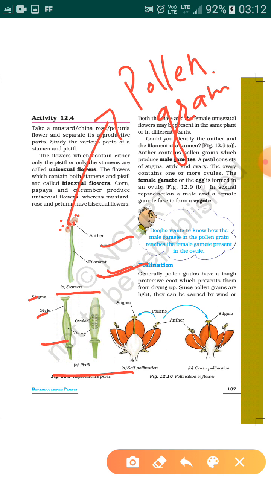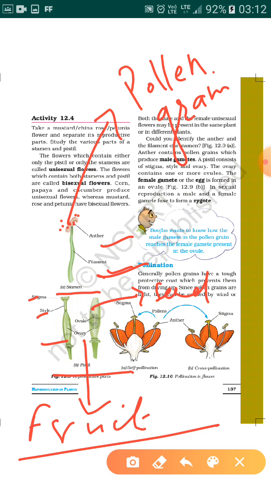Ovules may be many in number, or it may be one. Like in the case of lemon, you have seen many seeds, because ovules in future become seeds. Okay, and the ovary in future becomes fruit. This you have to remember. So the ovary in future will become fruit when it swells up, and the ovule becomes seed. So you must have seen lemons, many seeds are there.